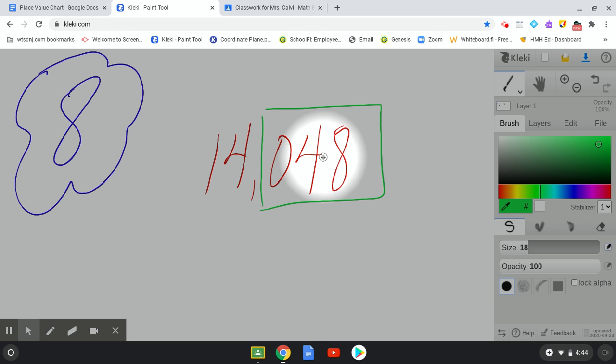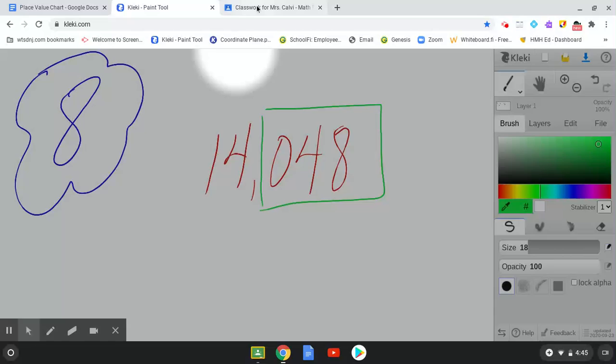So now I have to think, does 8 times a number give me 48 exactly? So 8 times 6 is 48, so that means my answer is yes. 48 is divisible by 8. So that means 14,048 is divisible by 8.